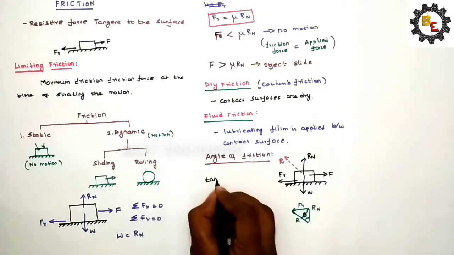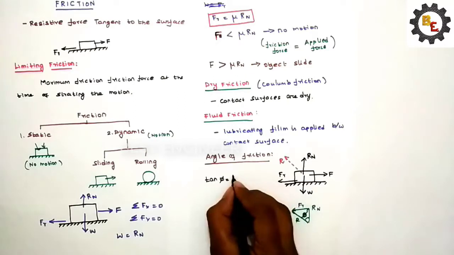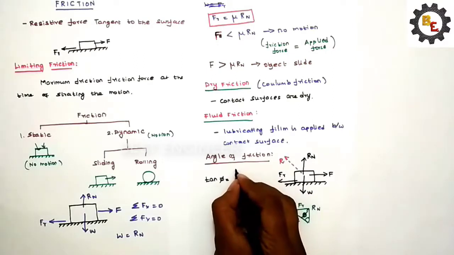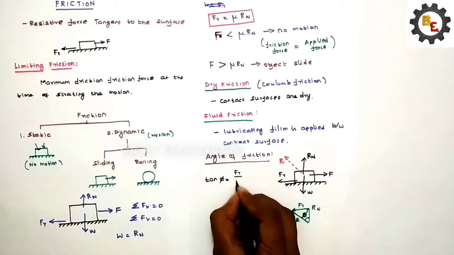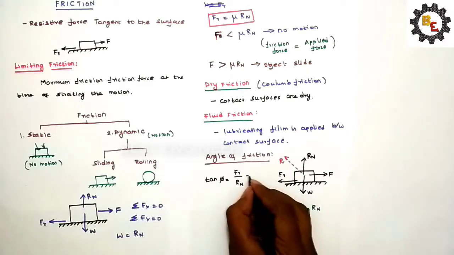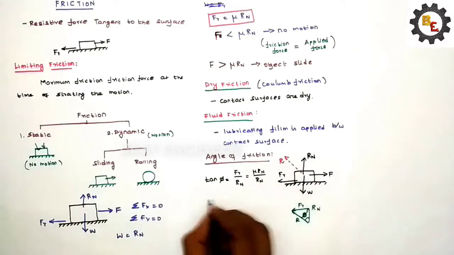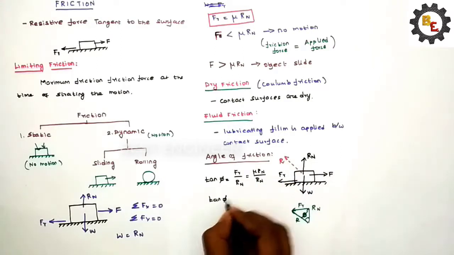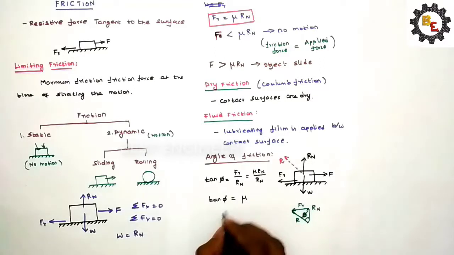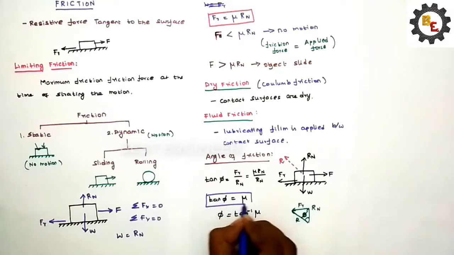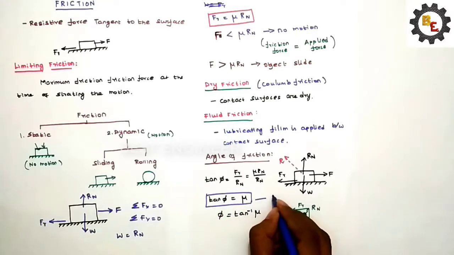Now tan phi equal to friction force divided by normal reaction. Friction force divided by normal reaction, friction force is mu into Rn divided by Rn. So tan phi equal mu. So phi equal tan inverse of mu. Mu is the coefficient of friction. So tan phi equal mu. Keep it as equation 1.